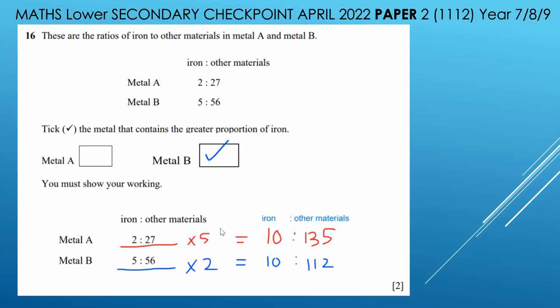So it becomes 2 times 5 is 10. 27 times 5 is 135. 5 times 2 is 10. 56 times 2 is 112.